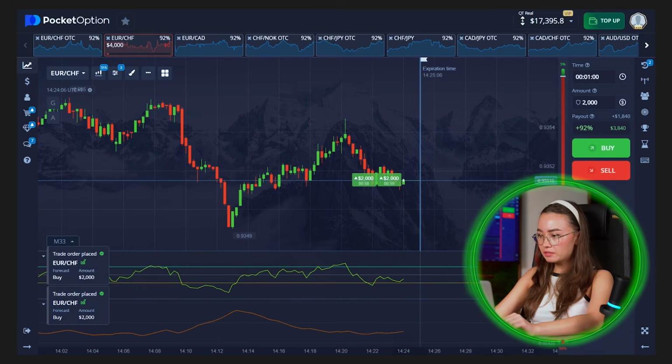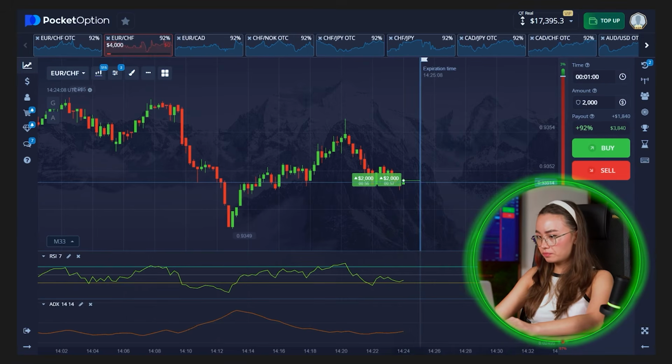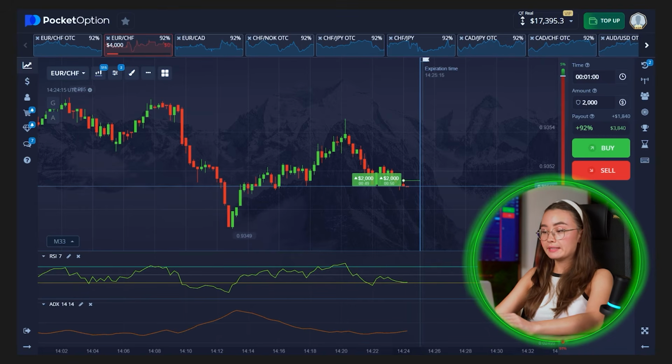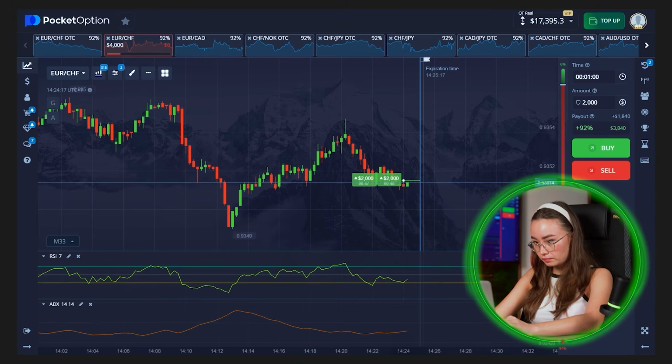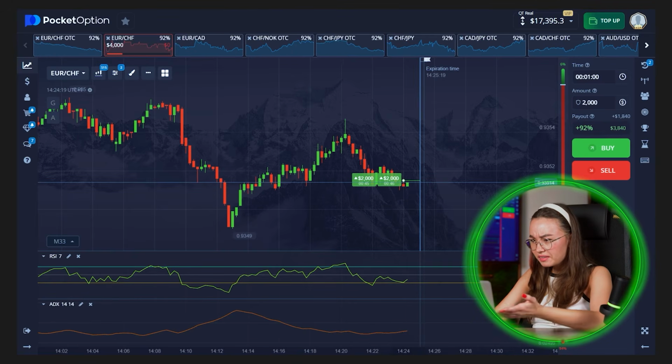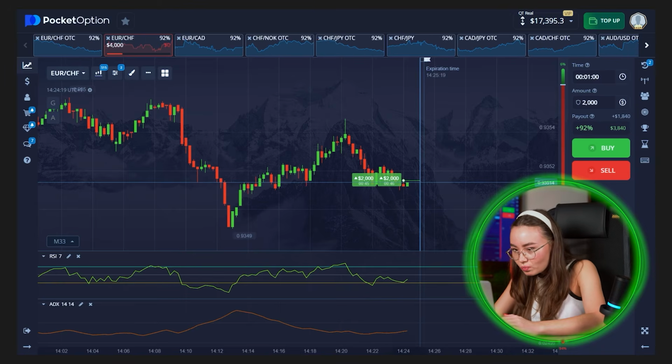Opening 2 long trades to recover the last loss. Here RSI bounced off the 30 line and ADX is in a neutral position, indicating a trend reversal. Okay, let's see. Why has the timer on my trade stopped working? Guys, you see that? What's going on? It's 45 seconds left.